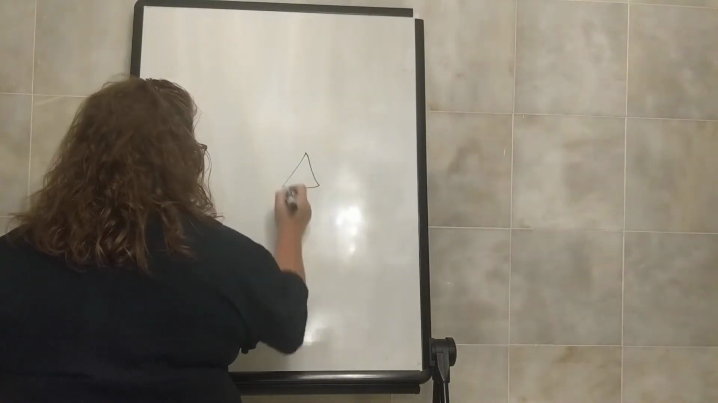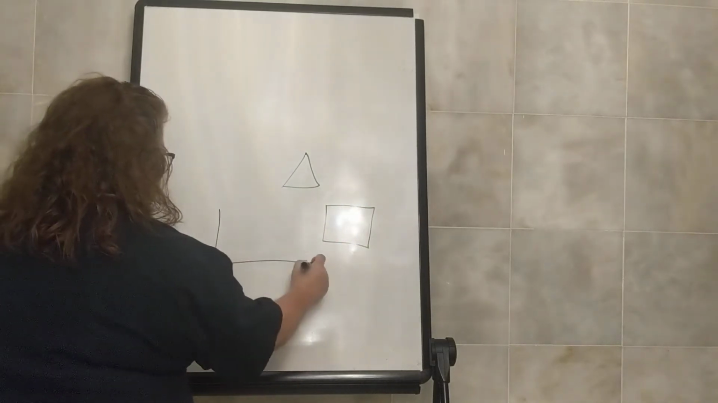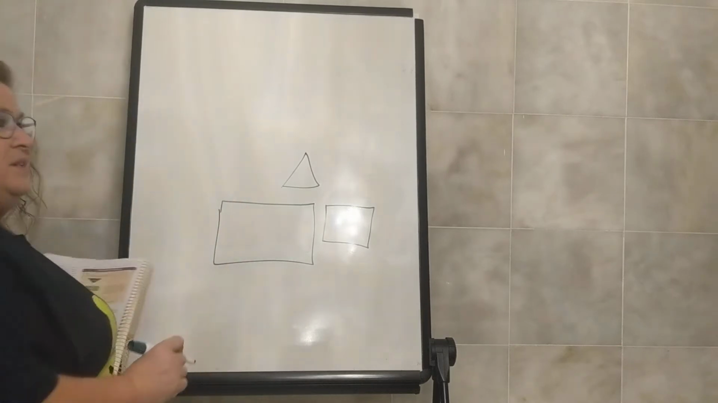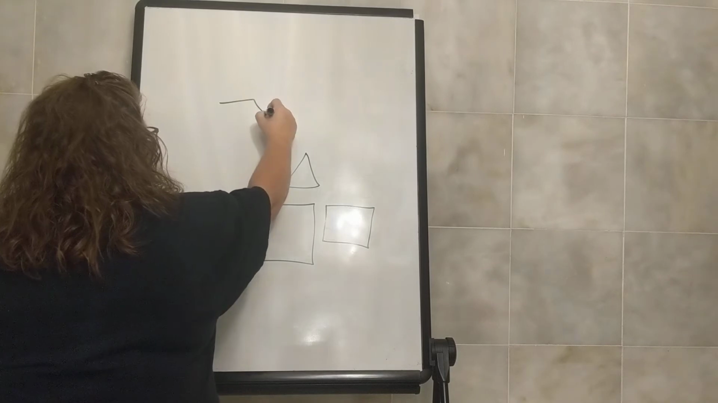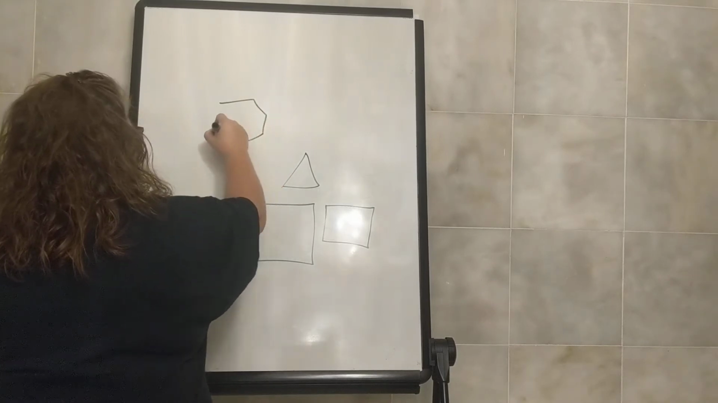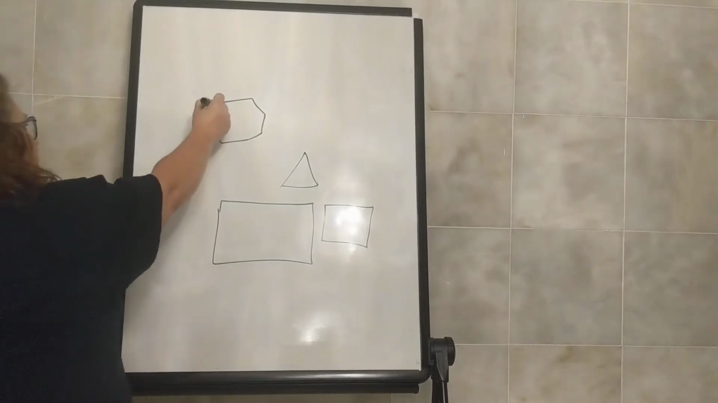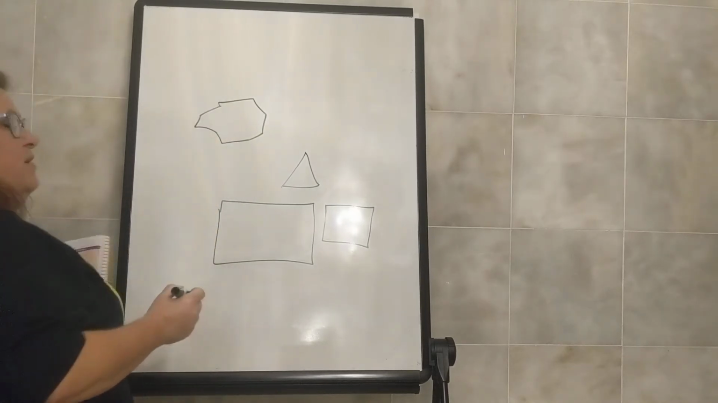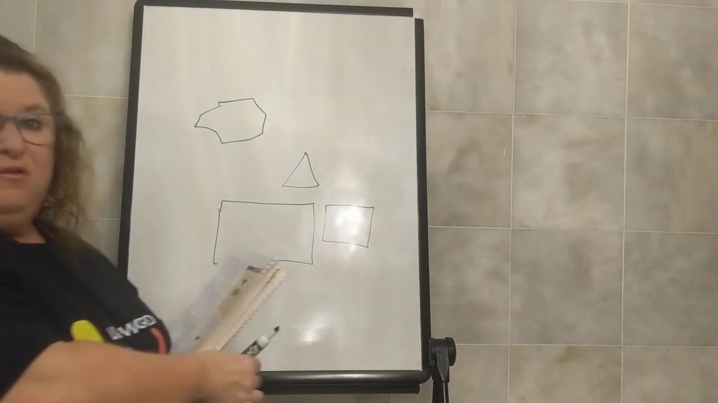So you remember, a polygon is a simple closed figure made up of line segments. So this is a polygon. This is a polygon. This is a polygon. These are simple closed figures and they're made up of line segments. This is a polygon. Any simple closed figure that is made up of line segments is a polygon. So we are going to find the perimeter of polygons.